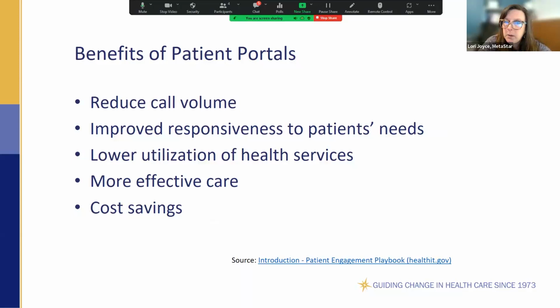Improved responsiveness to patients' needs. So patients can take a look at their test results and have those more readily available. Same with immunizations. Same with reminders of when their next visits are. Lower utilization of health services potentially. More effective care because patients can be more engaged and more knowledgeable about their health care. And then there's always that potential for cost savings as well.